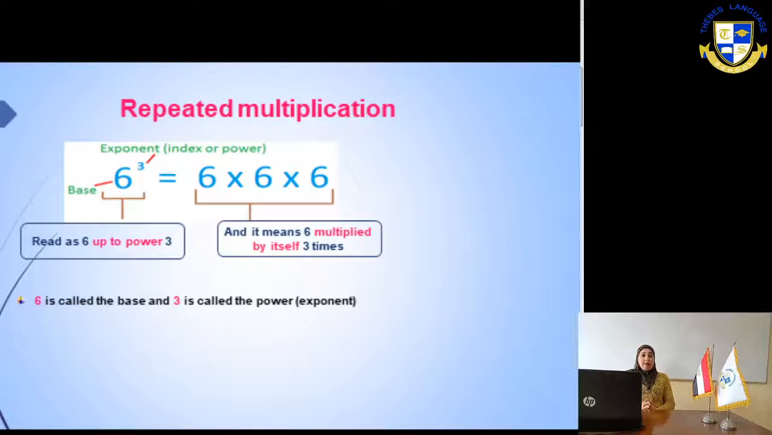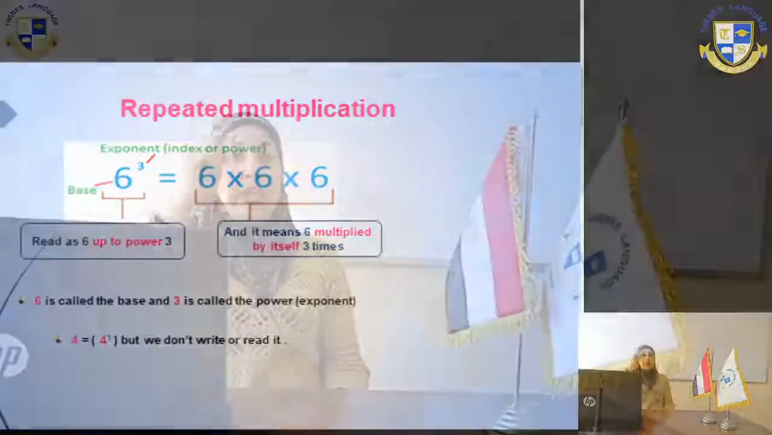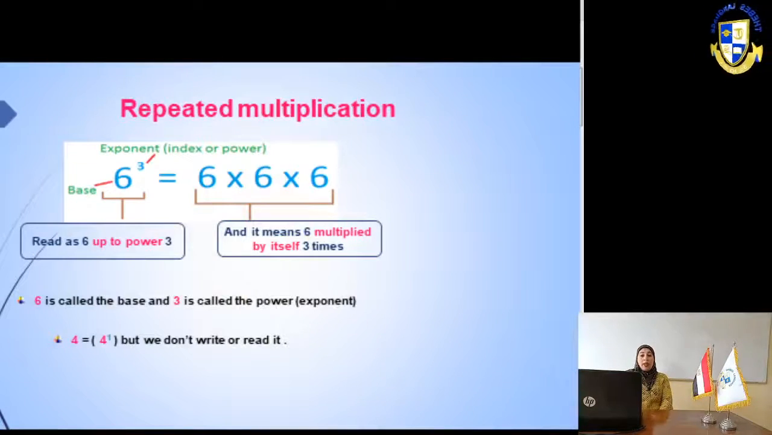Here I have our usual integer, like 4, for example. When I say 4 and that's all, what does it mean? It means 4 up to the power 1, because it is repeated just one time. So if I put any integer without any power, it means this integer has the power of 1, but I don't write this 1. So 4 equals 4 up to the power 1, but we will not put the power or say it.